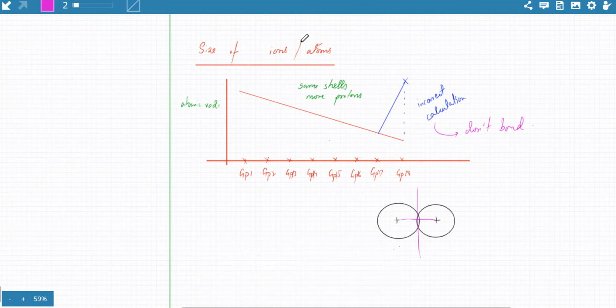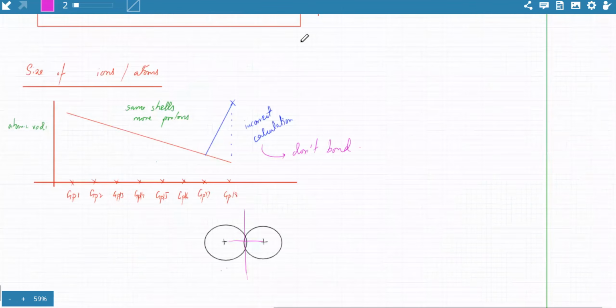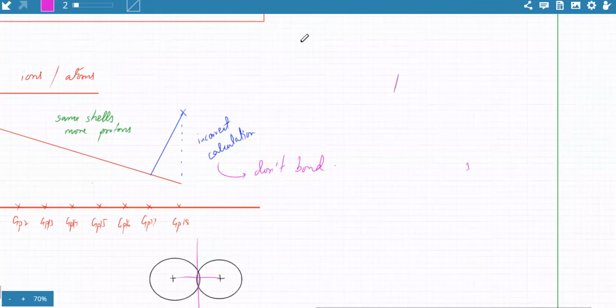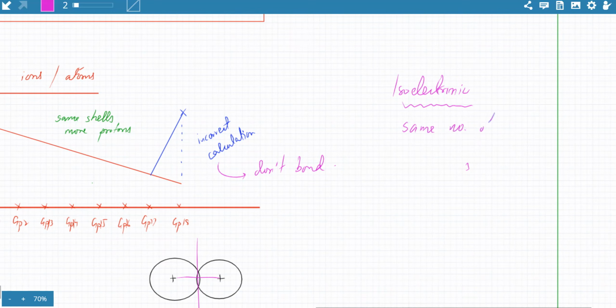द अदर थिंग इज आइसो इलेक्ट्रॉनिक atoms or ions. Isoelectronic simply means same number of electrons. So many atoms have the same number of electrons.